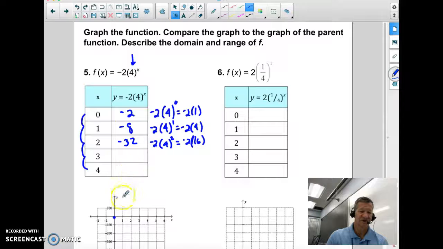Oops, I forgot to graph the second one. Over 1, down 8, which on mine is still nowhere near 100. Over 2, down 32, still nowhere near negative 100. So mine are really going slowly. Look, we multiplied by 4 again, didn't we? Negative 8 times 4 is negative 32. Wonder what the next one's going to be.